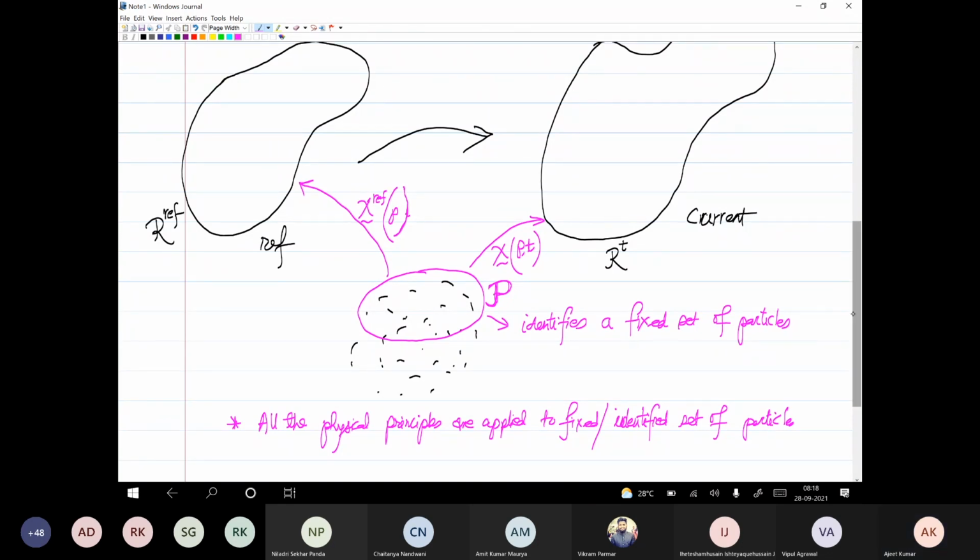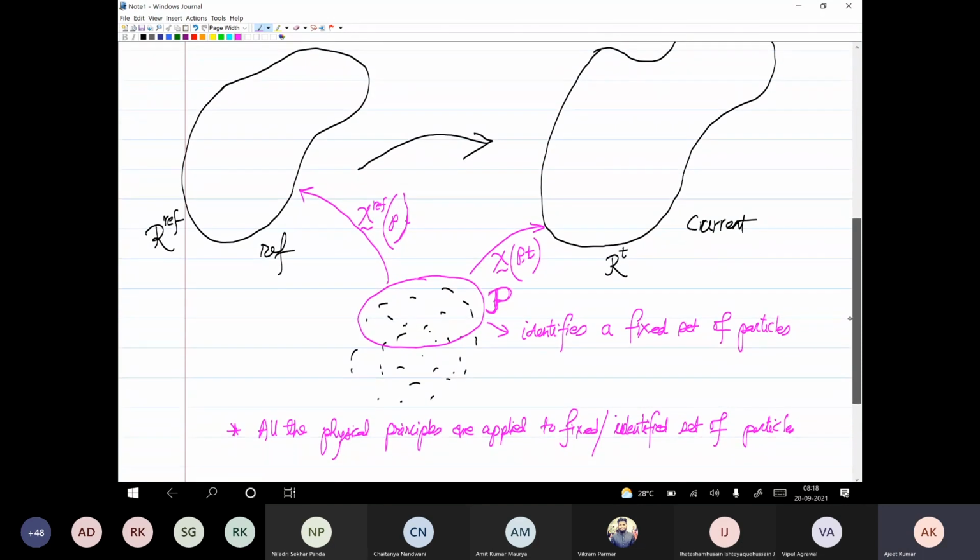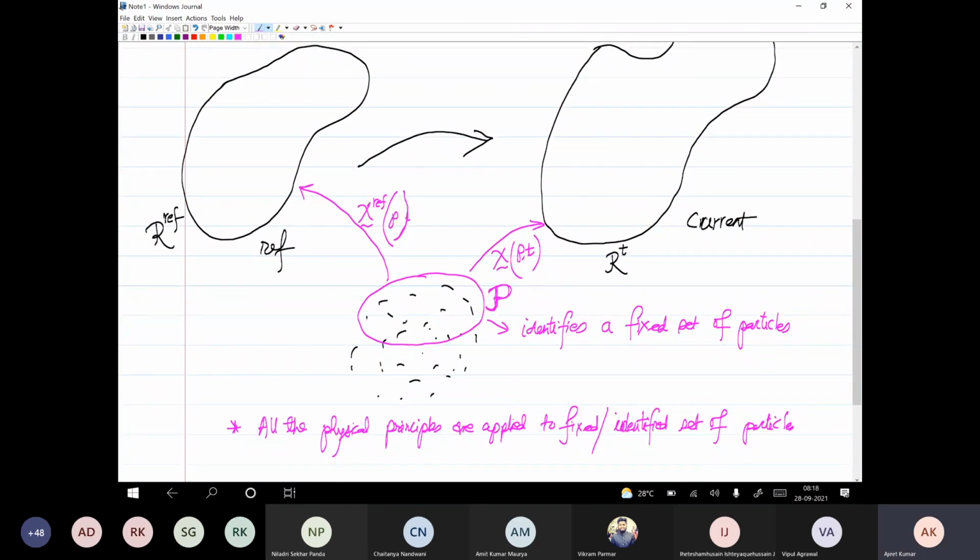Okay. So somebody is asking, sir, can we apply LMB to flow systems? Of course, you can apply LMB. What we are doing is applicable to fluid, solid, everyone.